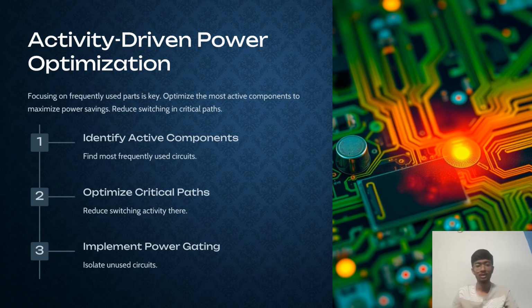Activity-driven power optimization. Activity-driven power optimization refers to techniques used to reduce the power consumption of a device or system by adjusting its power use based on the activity or workload being processed. First, identify active components. Find the most frequently used circuits. Second, optimize critical paths. Reduce switching activity there. Third, implement power gating. Isolate unused circuits.